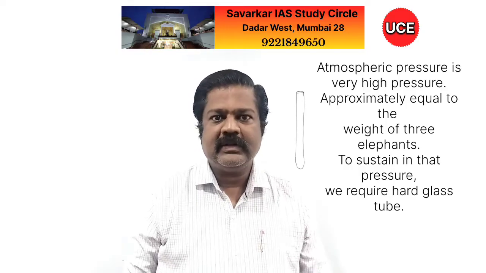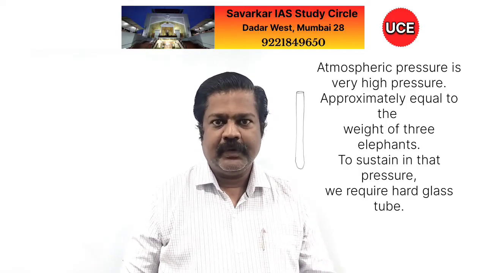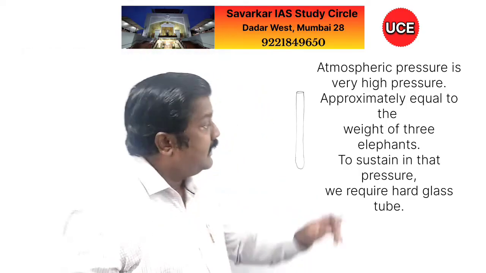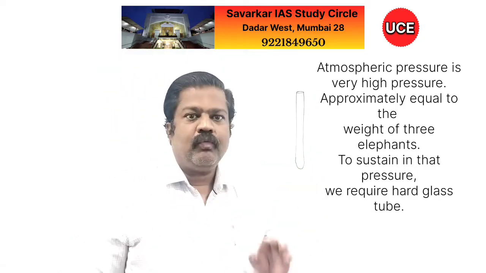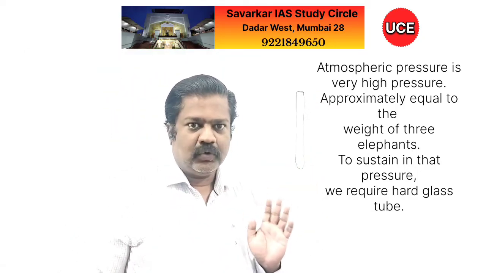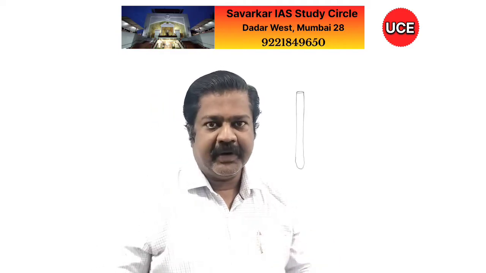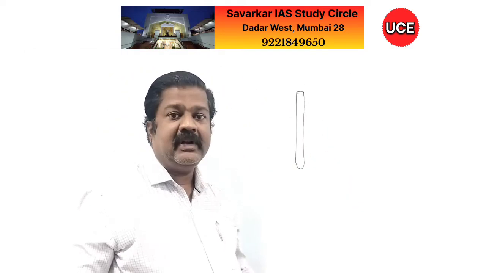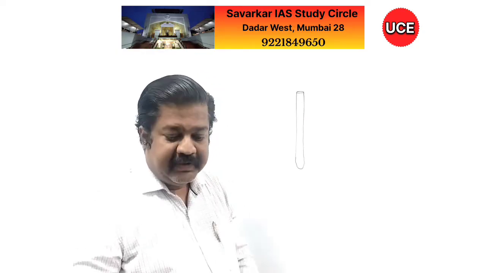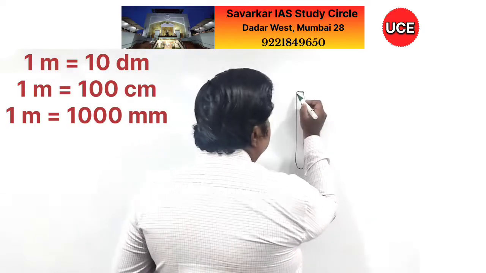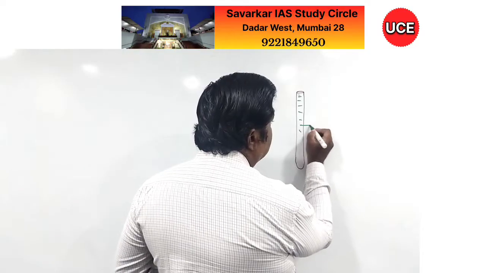But right now we have to consider this hard glass tube. Now this hard glass tube has a length of 1 meter. So you have to take that 1 meter. You are aware 1 meter means 100 centimeters. So here the tube has a length of 1 meter, which is filled completely by an element.